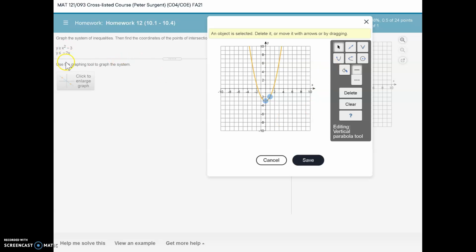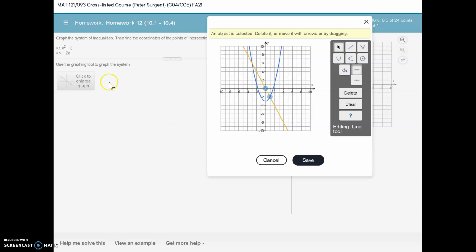Solid line because it's included. y is less than or equal to negative 2x. So that's a solid line as well. Intercept 0, 0. And then slope negative 2. So I go over 1, down 2. So I should have 1, negative 2.